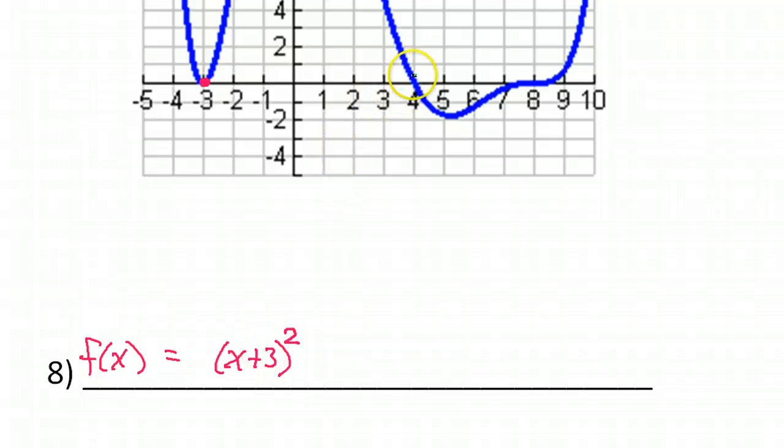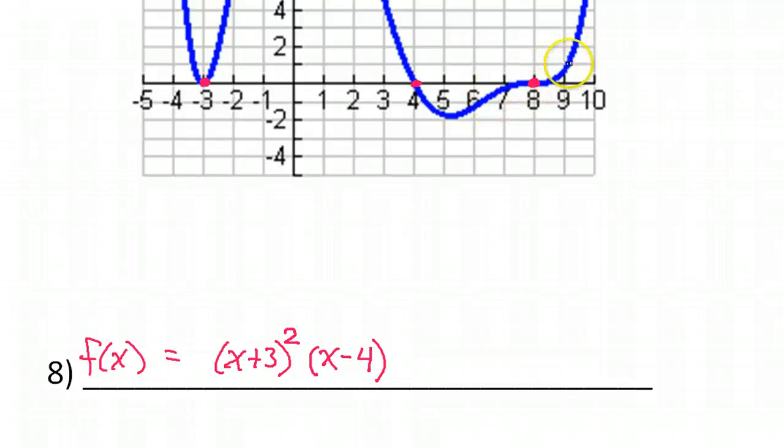Okay, I keep looking over here and I see that we have a 0 at positive 4. That means we're looking at a factor of x minus 4. And since it goes straight through, that means that is a single factor and a single root. And then finally, I see that we have another 0 here at 8.